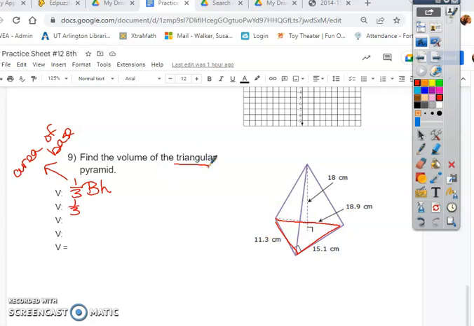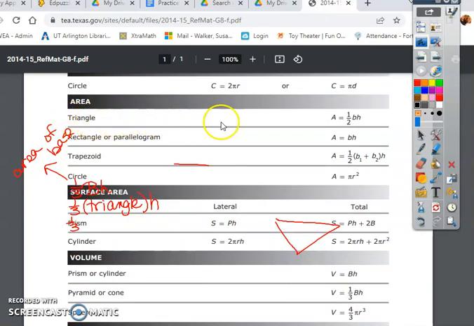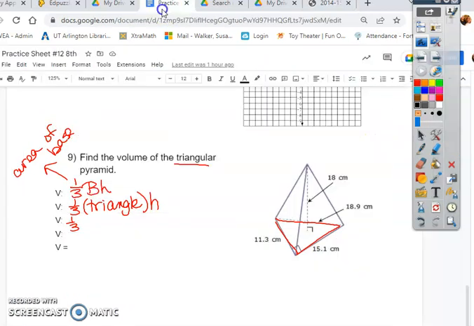It says it's a triangular prism. I'm sorry, pyramid. So I'm going to put the word triangle because that's the base. That's what I need to find the area of. So 1/3, I'm going to find the area of the base of the triangle. Triangle, half b h. And there's another h. So remember, this is like the altitude. This is the height of the pyramid. This is the height of whatever the base is, which happens to be a triangle.